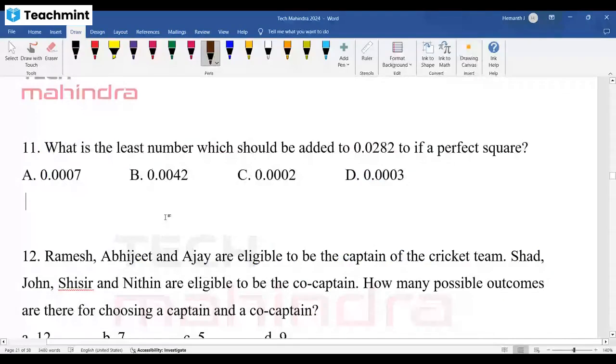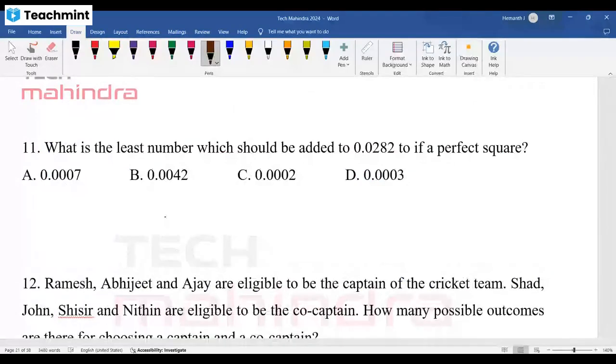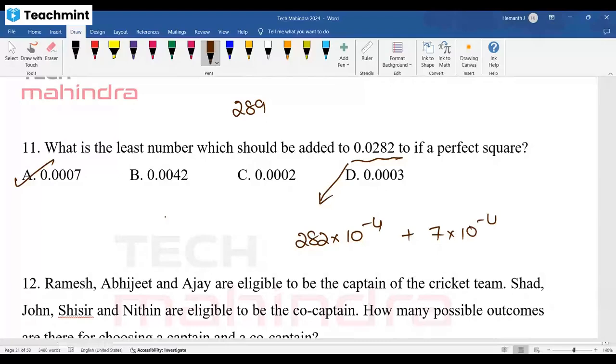See, for this, what to be added so that it will become a perfect square is this one, right? You know, 289 is a perfect square. This can be written as 282 into 10 power minus 4. For this, 7 into 10 power minus 4 is added, then it becomes 289, a perfect square. 10 power minus 4 is also a perfect square, no problem. So this is to be added. The least number to be added to make it a perfect square. This is a very, very general question.